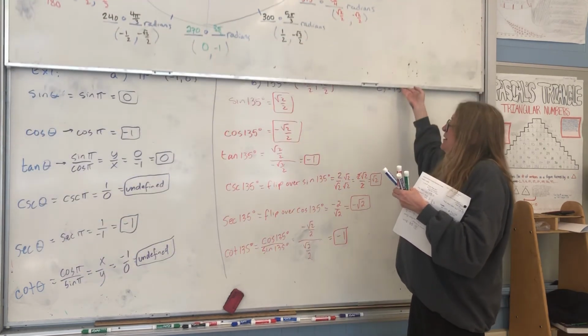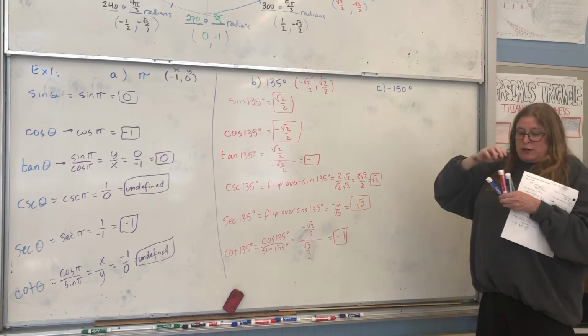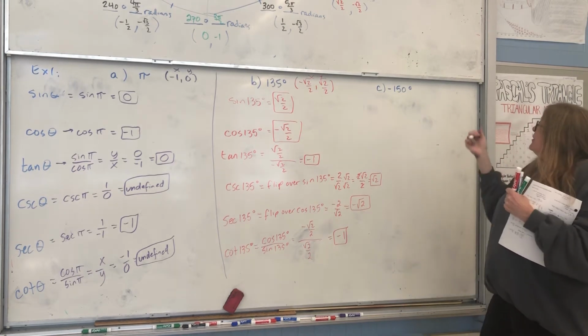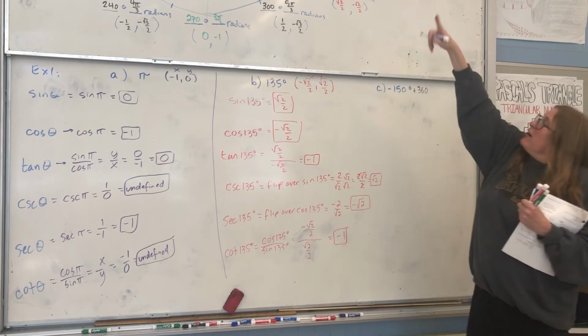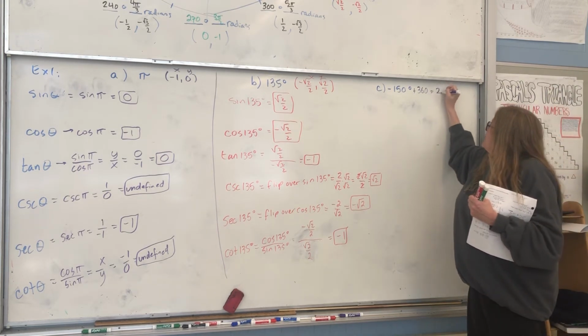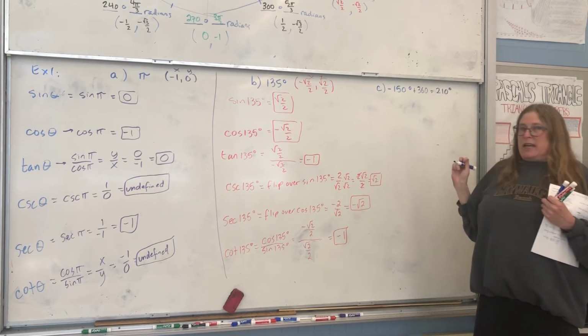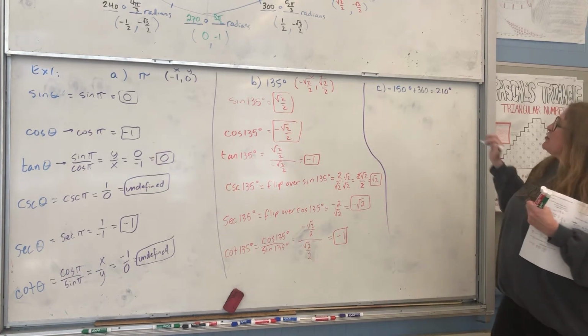Another way to do it is to find a coterminal angle. You guys remember what coterminal angles are? I could just add 360 until I get somewhere along the unit circle, which is between 0 and 360. Notice I get 210 degrees either way, right? So let's look at 210 degrees.